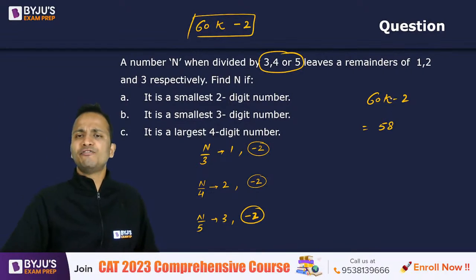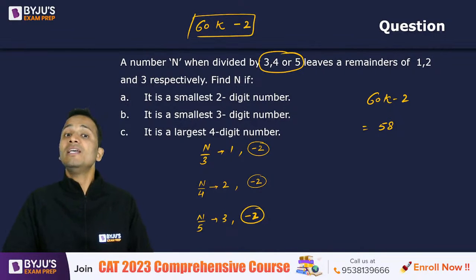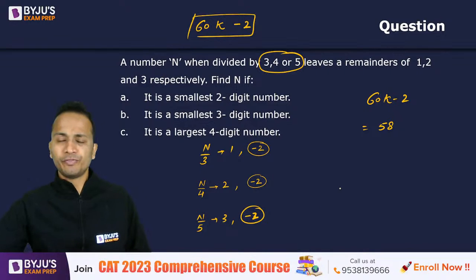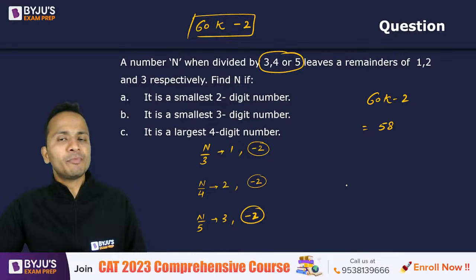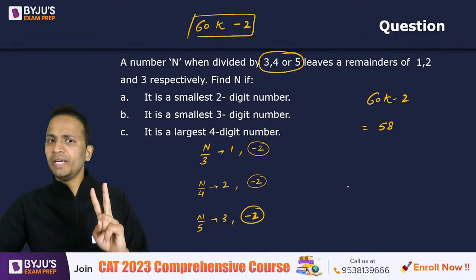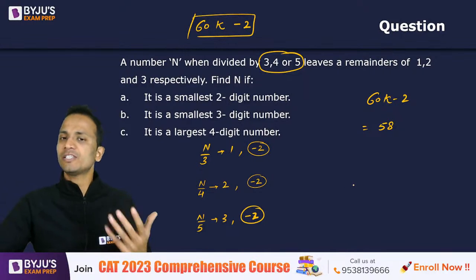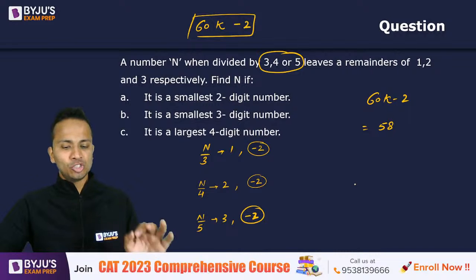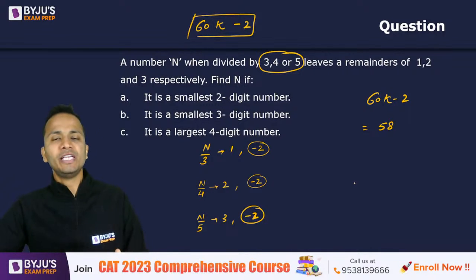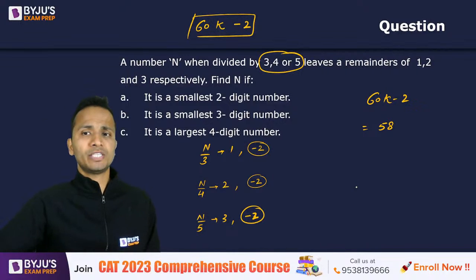Now let's check. 58 when divided by 3, is the remainder 1? Yes, the remainder is 1. 58 when divided by 4, 56 is completely divisible, so 2 is the remainder. Yes, verified. 58 when divided by 5, yes, 3 is the remainder. So I have cross-checked that 58 is the correct number. So 58 will be the smallest number of this type.